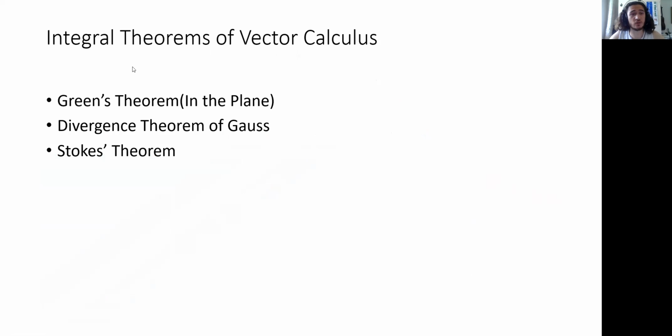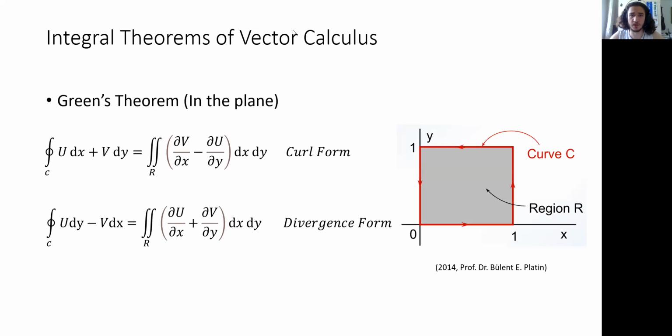The second topic of this video is integral theorems of vector calculus. We have three theorems: Green's theorem, the divergence theorem of Gauss, and Stokes' theorem. So let's start with Green's theorem. Green's theorem has two forms, curl and divergence form. Let's start with the curl form.